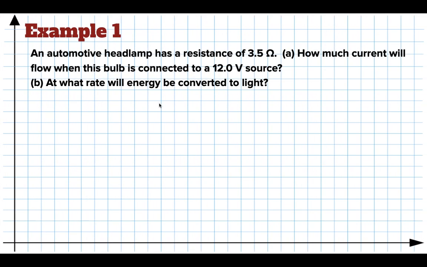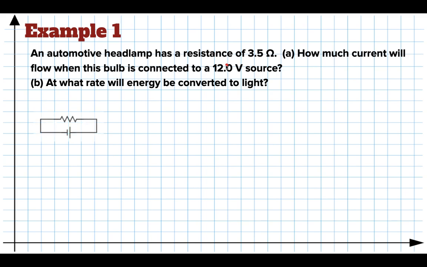Let me solve 2 example problems for you. The first one is an automotive headlamp, so this is like on your car. It has a resistance of 3.5 ohms. And I want to know how much current will flow in the bulb when it's connected to a 12-volt source. So your car battery is 12 volts.